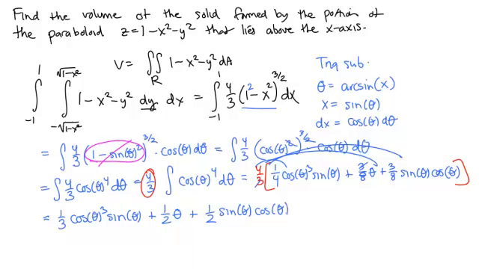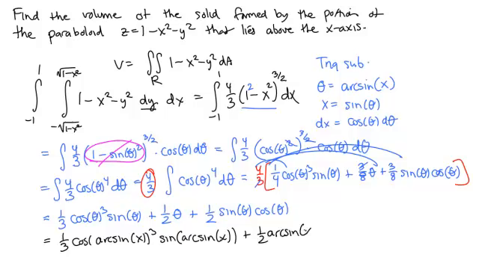Finally, now that we have an antiderivative, we can back substitute and get that this is equal to 1/3 of the cosine of theta, which was the arcsine of x, cubed, times the sine of the arcsine of x, plus 1/2 times the arcsine of x, plus 1/2 times the sine of the arcsine of x times the cosine of the arcsine of x.